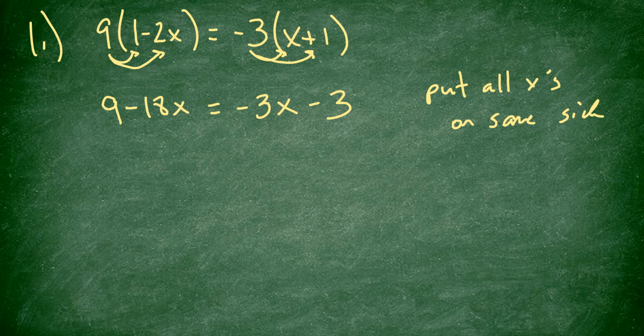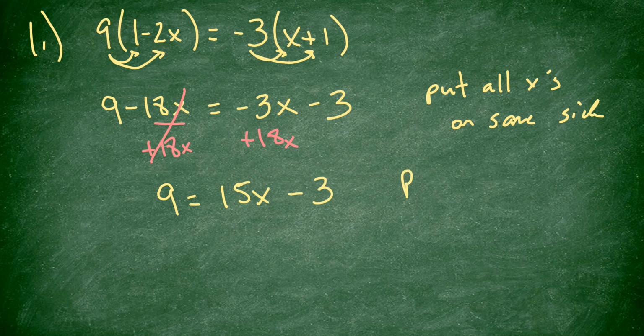So what I'm going to do is add 18x to both sides. I always move the smaller of the two. So negative 18x is smaller than negative 3x. Those will cancel. So look, the red writing is something I made up. That's why it shows up on both sides. All right, I made that up. So I get 9 equals 18x minus 3x, which is 15x minus 3.